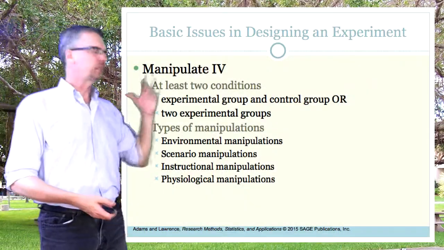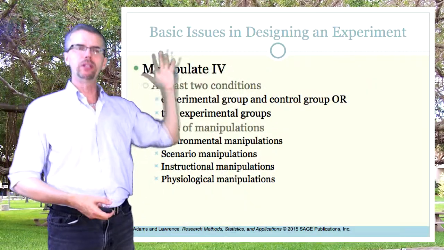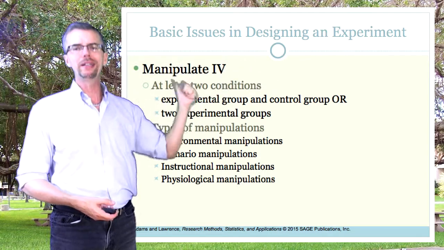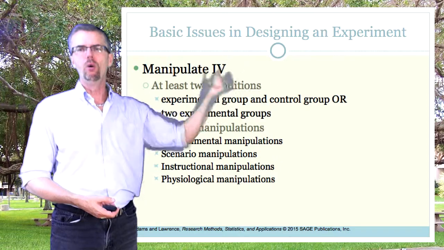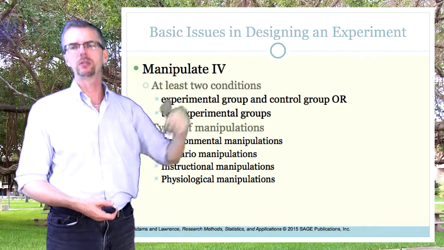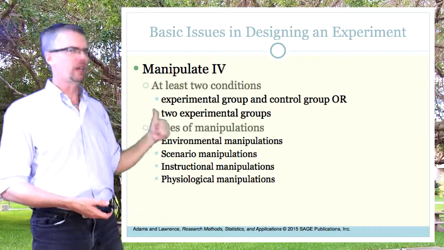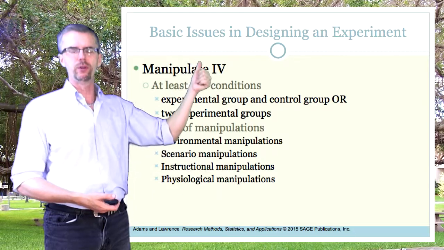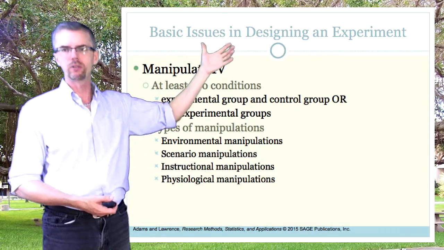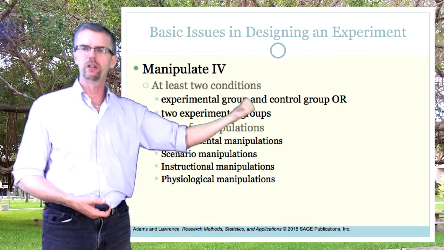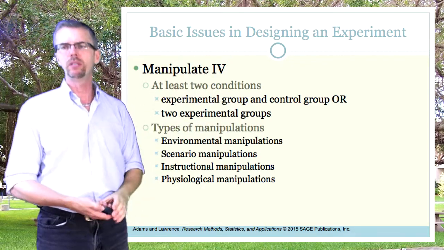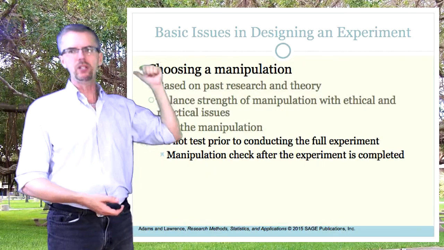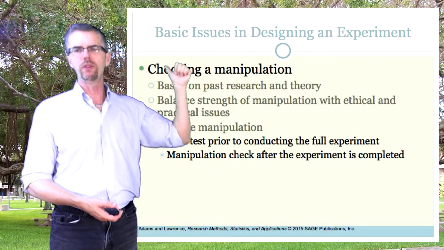When you're designing your experiment, you want to be able to manipulate your independent variable, so you want at least two conditions: the experimental group and the control group, or two experimental groups, as I just explained. Types of manipulations can be, as illustrated in that first slide, environmental manipulations, scenario manipulations, instructional manipulations, and physiological manipulations.